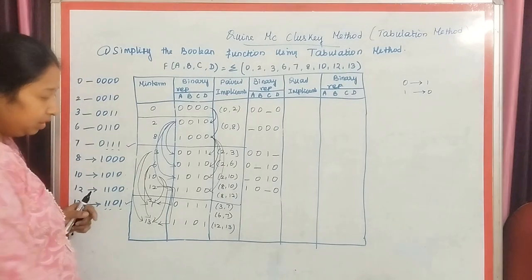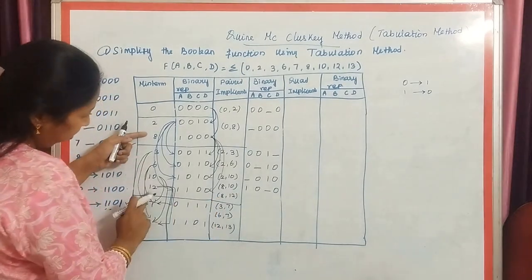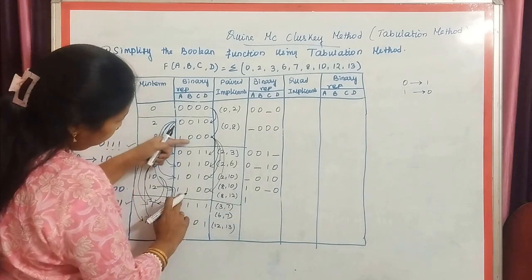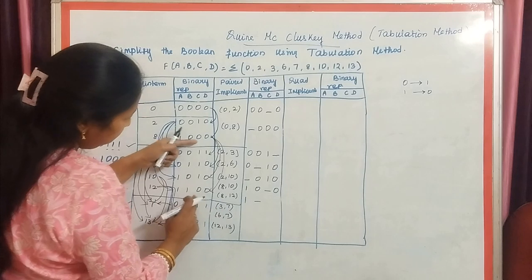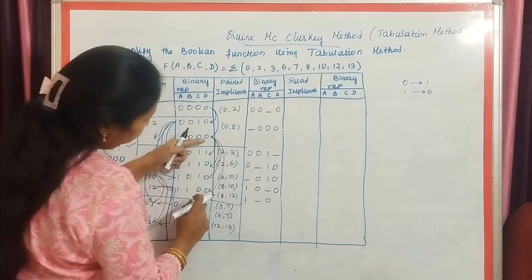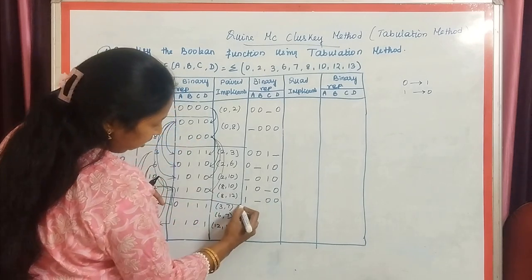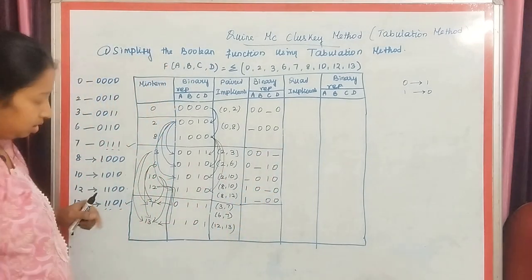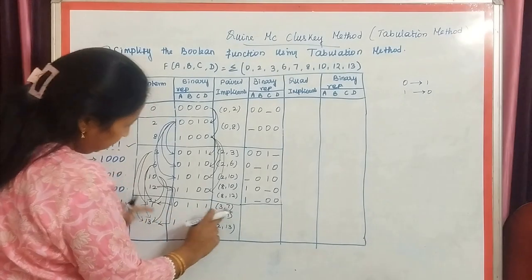Is that clear? Now, coming to 8, 12. 8, 12 is here. First bit, it is 1 in both the cases. Second bit, there is a bit change. Third bit, it is 0 in both the cases. Fourth bit again, it is 0 in both the cases. Clear?